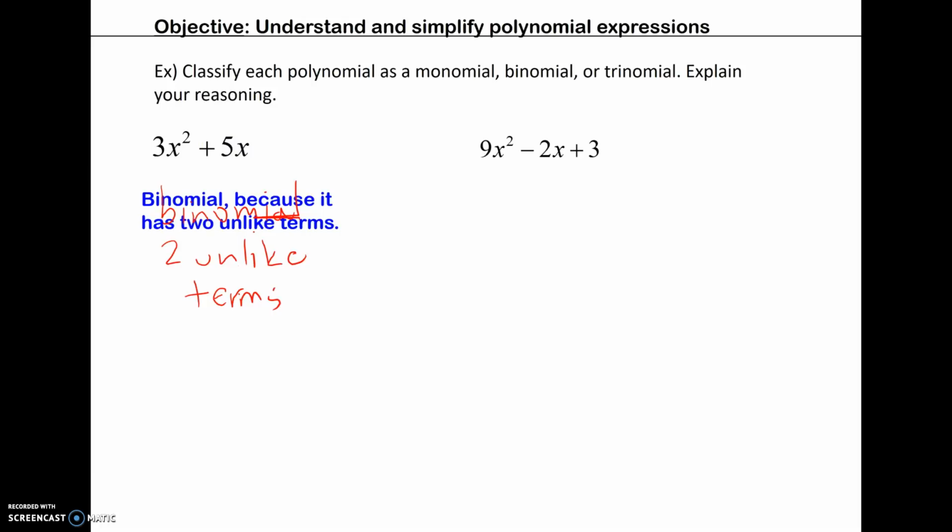This right here is going to be a trinomial. I'll go ahead and show you the words. It's a trinomial because you have 3 unlike terms. You have an x squared term, an x term, and just a constant. That's why it's a trinomial.